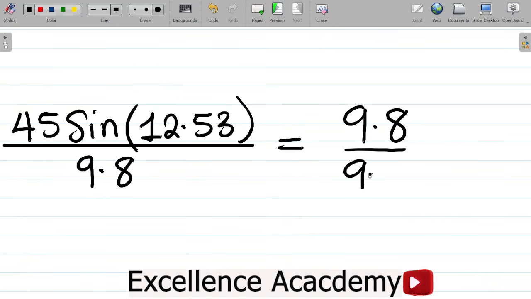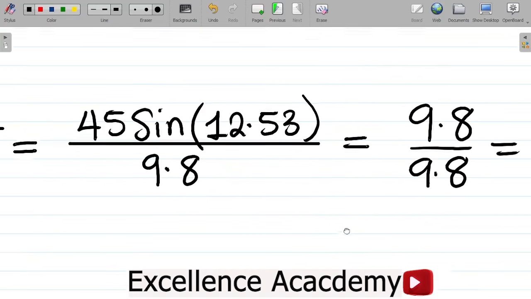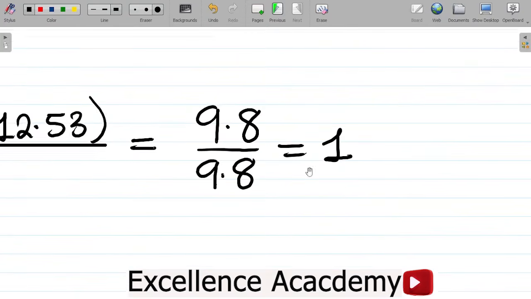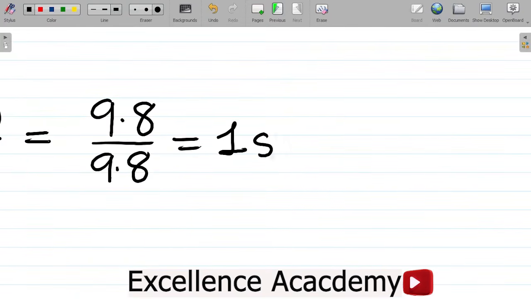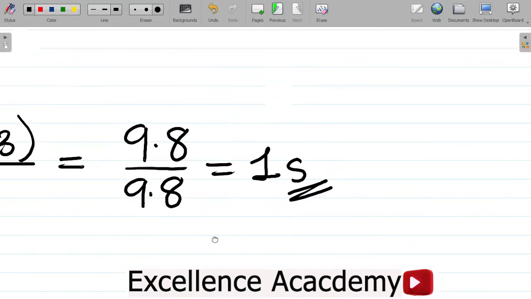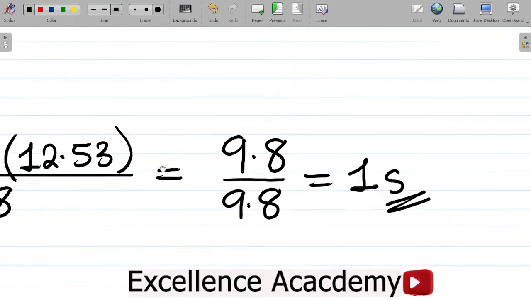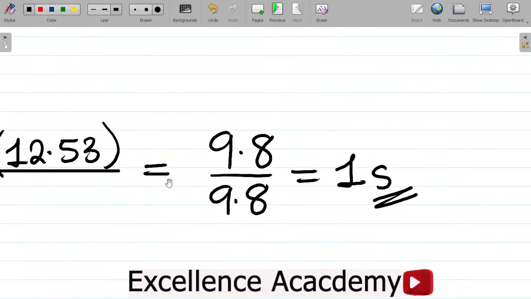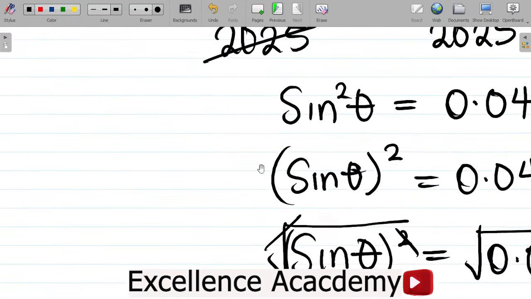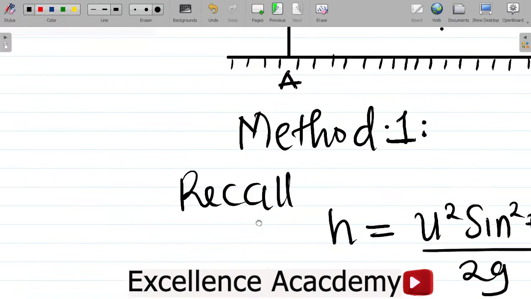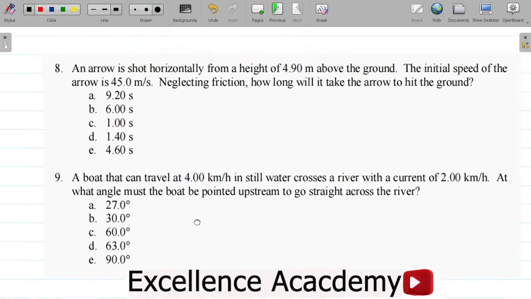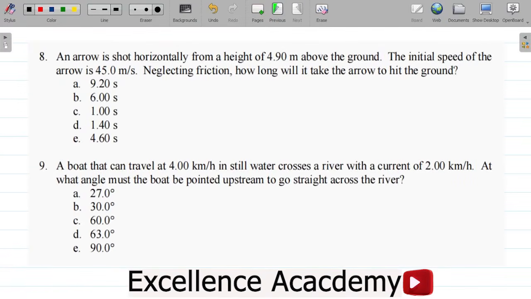Divide this by 9.8 and you have your answer as 1. We are calculating for time, so it becomes 1 second. That's your unit. So the value for this is about 1 second. Let's check the options. Which of the options here is 1 second? Going back to this, you can see that the option that is 1 second is option C. So option C, 1 second, is the correct answer.